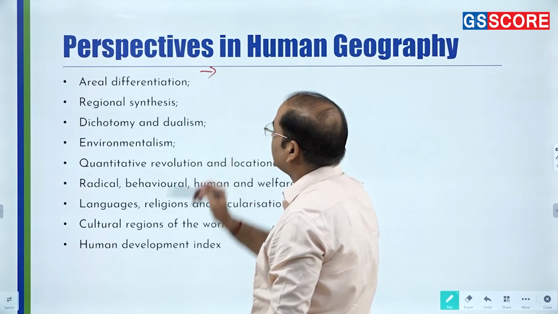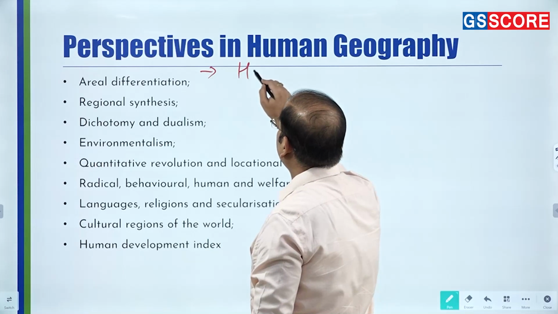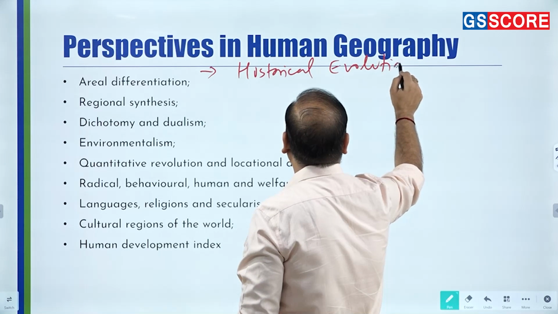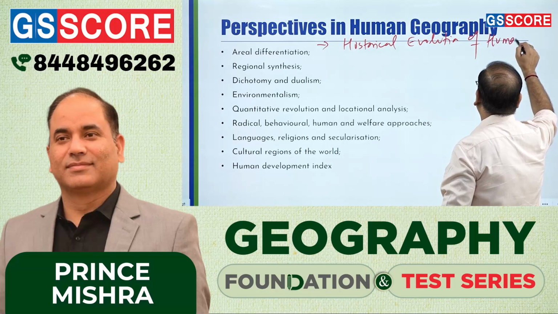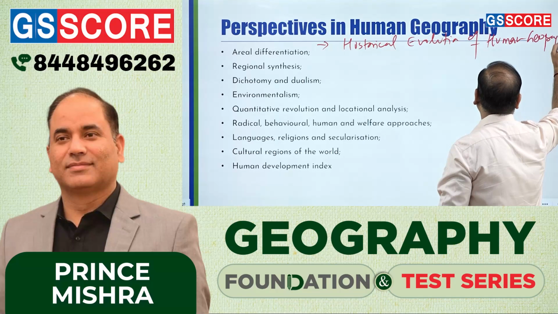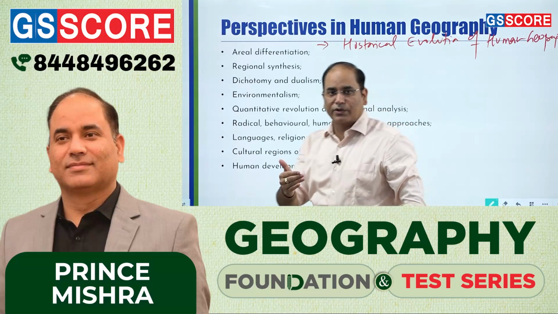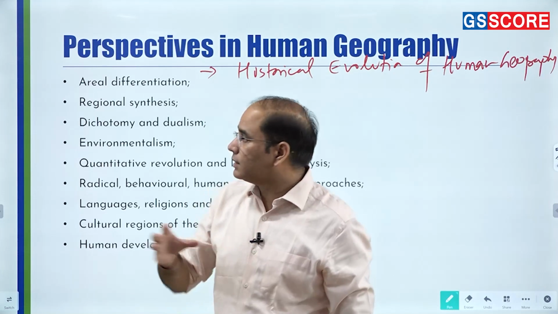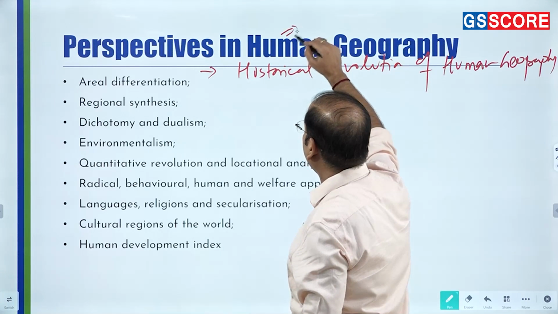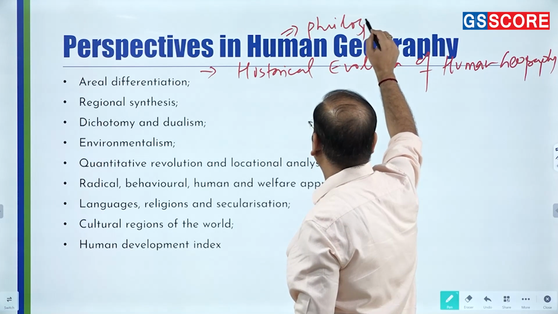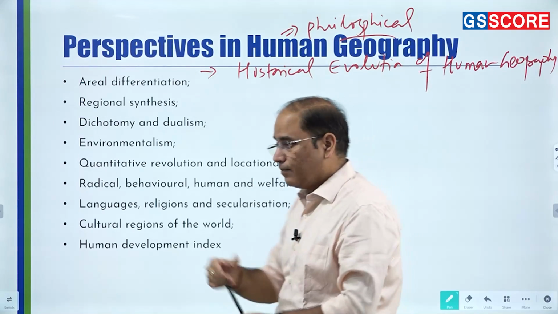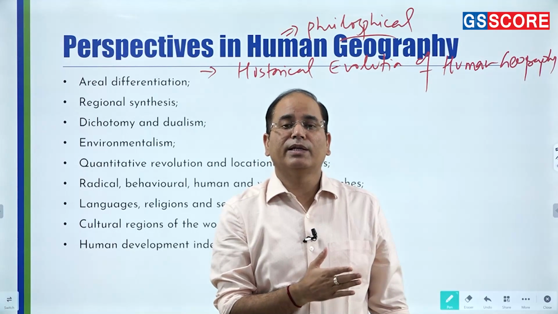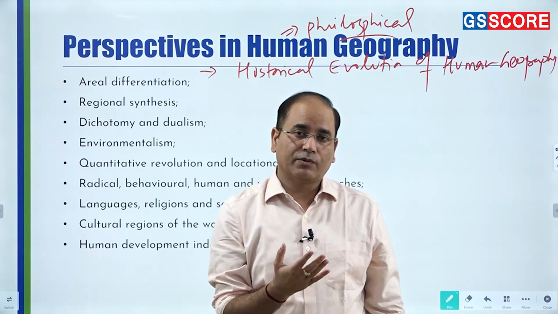So the very first thing that you are supposed to study is the historical evolution of human geography. In the historical evolution, you will come across different ideas and different approaches. This chapter, Perspectives in Human Geography, mainly talks about philosophy. So it is the philosophical aspect of human geography: which approach first emerged, why that approach was rejected, or what the good aspects of that approach are.